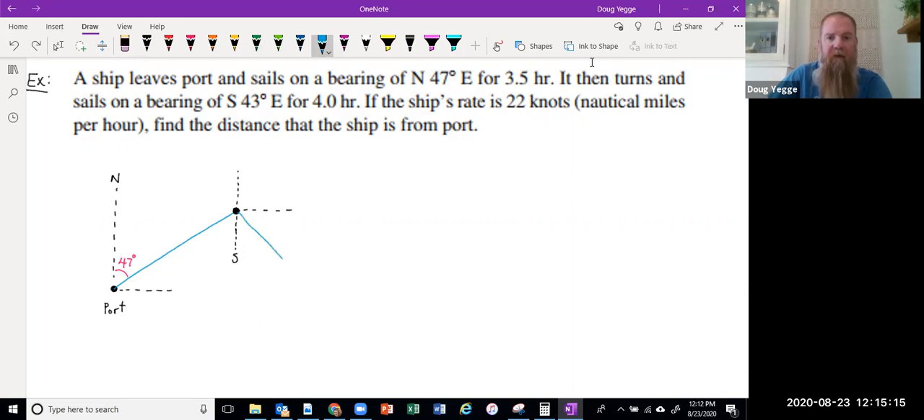Okay, and this is traveling for 4 hours. So it looks like that line's probably going to be a bit longer than the other one, because here it was traveling for 3.5 hours. This one was traveling for 4 hours.